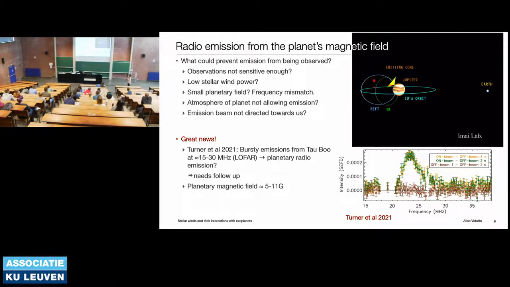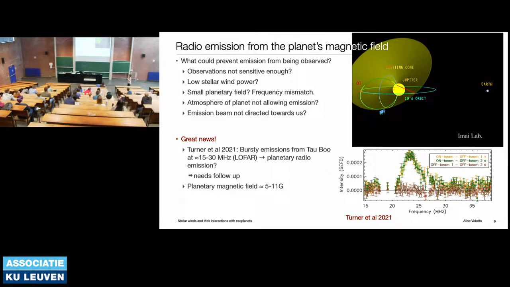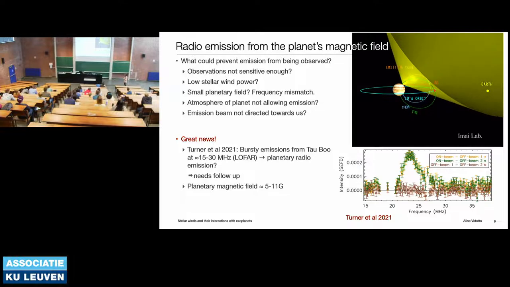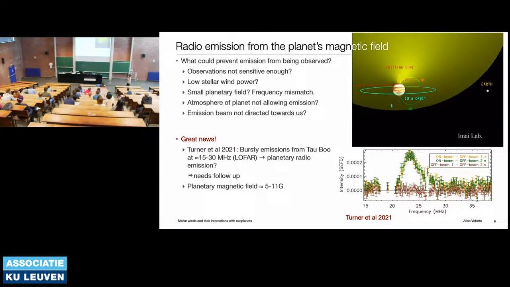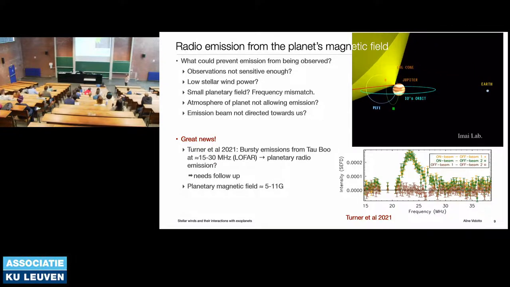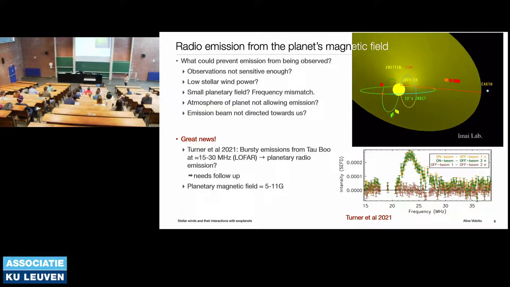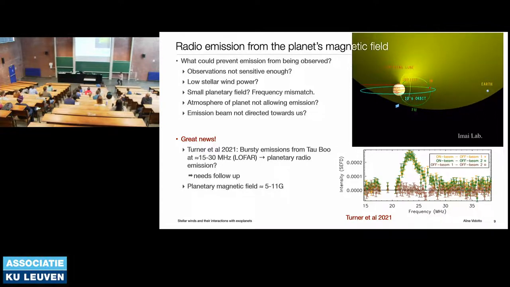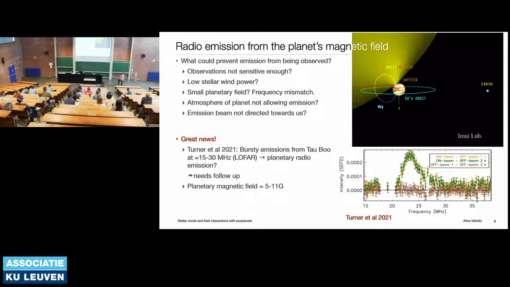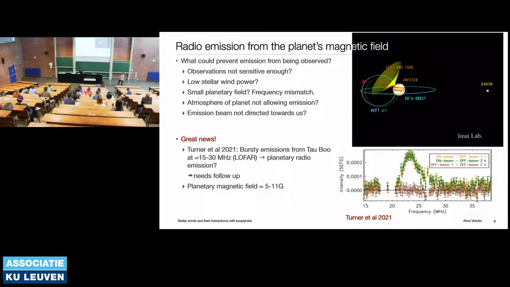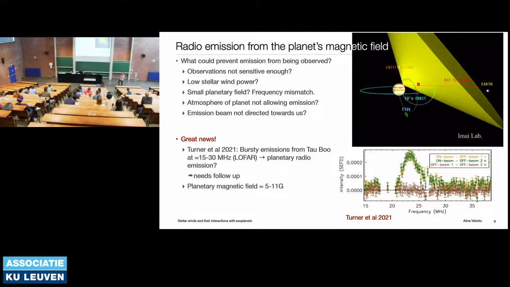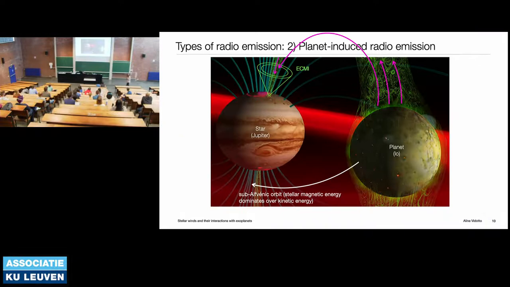I say that because very recently there have been observations with LOFAR at low frequency of this hot Jupiter around Tau Boötis, and they actually find a bump. They actually detect something coming from the system. The authors are very careful to not say it's a planet for sure, but that was very positive, and they say that they need follow up. But if this is really an emission coming from the planet, that would be the first one we see, and that would also give us more information about the magnetic field of the planet, because from the frequency you observe, you can then recover the magnetic field strength. So this is the first type of radio emission.